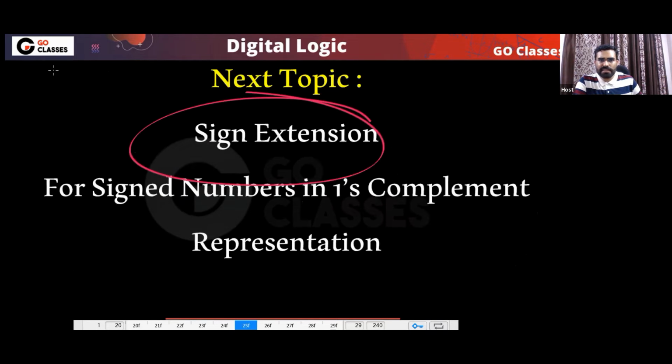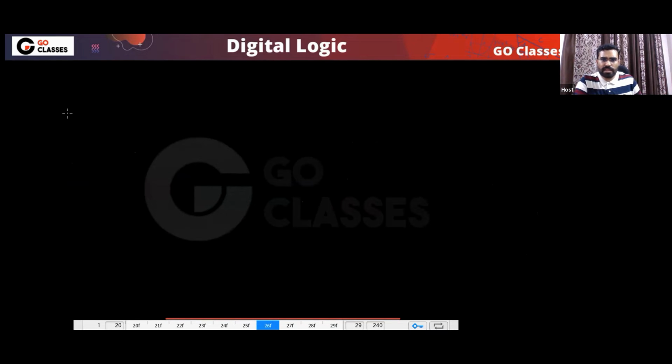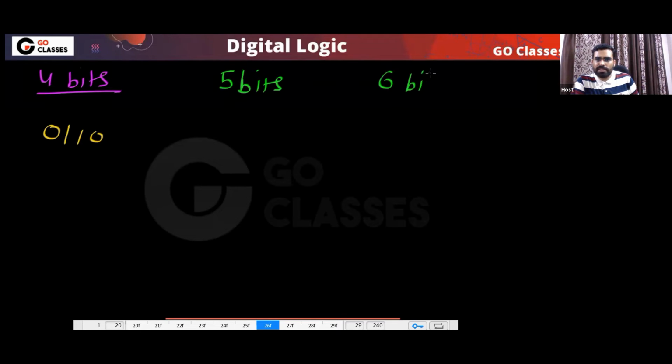Next is sign extension for signed numbers in one's complement representation. Let's do the same thing. Tell me, in 4 bits, if you have this data, 0 1 0 1 1 0, then how to represent this data in 5 bits and in 6 bits? Let's see another data. First you tell me, what is this data?